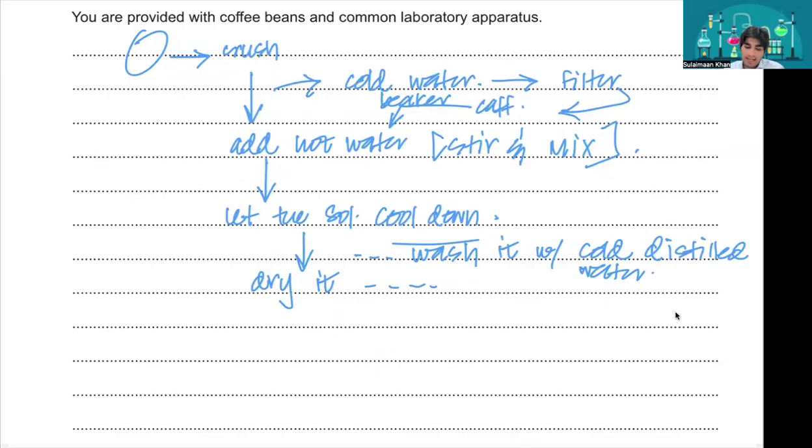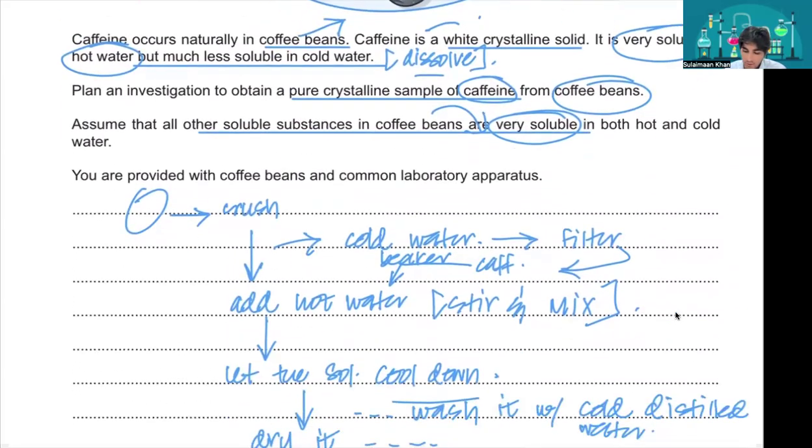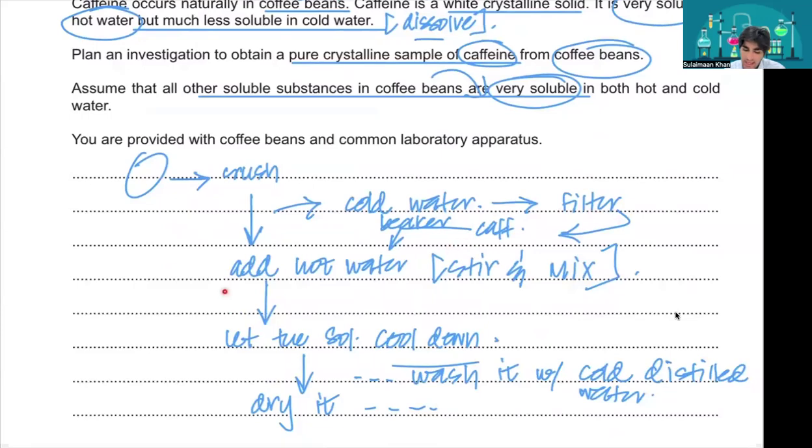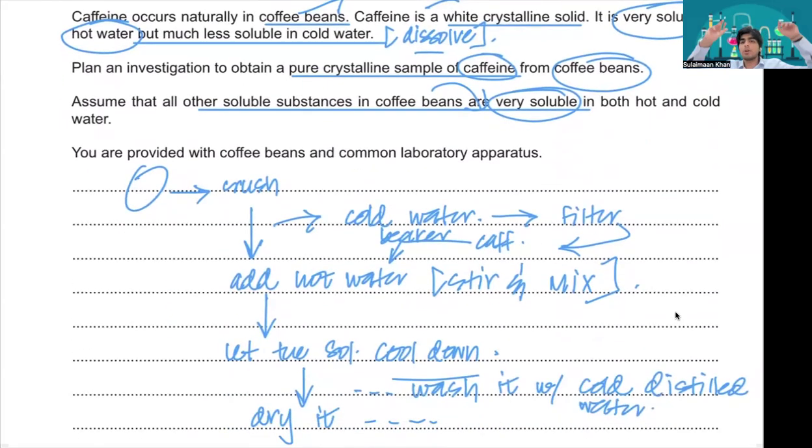Why heat? I'll tell you why we heat, because it's saying it's very soluble. You also need to make sure to heat it till the point of crystallization. When you add cold water to it, some of it may dissolve and some may still remain. So it's on you.